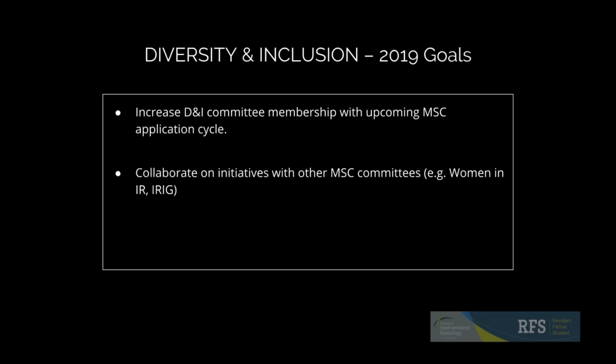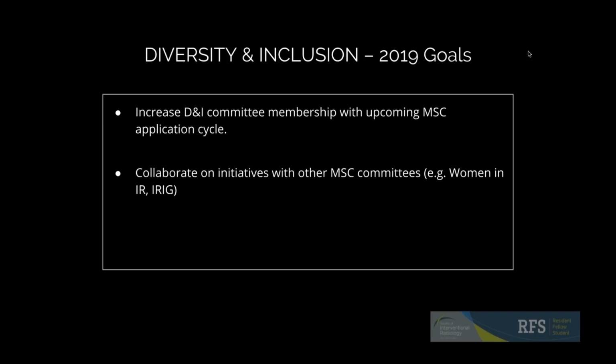So in terms of our goals, one of our primary goals is definitely to increase membership. And with the upcoming Medical Student Council application cycle, we're hoping to bring on at least 10 new members so that they can help contribute to our initiatives. Right now, we have about 6 to 8 students involved in the committee, many of which are here today and are also involved in other committees. So I definitely appreciate their involvement, having to balance both their own committees and helping out with the Diversity Inclusion Committee. So I thank them for all of their hard work so far.